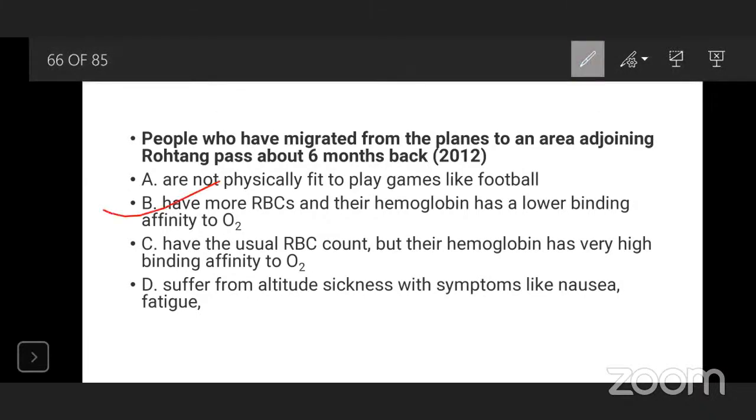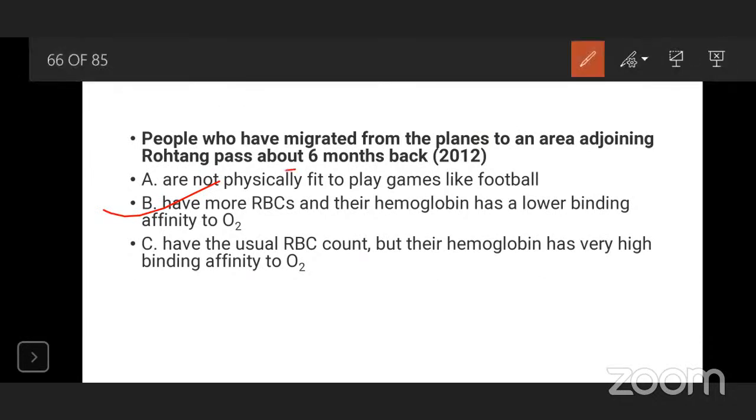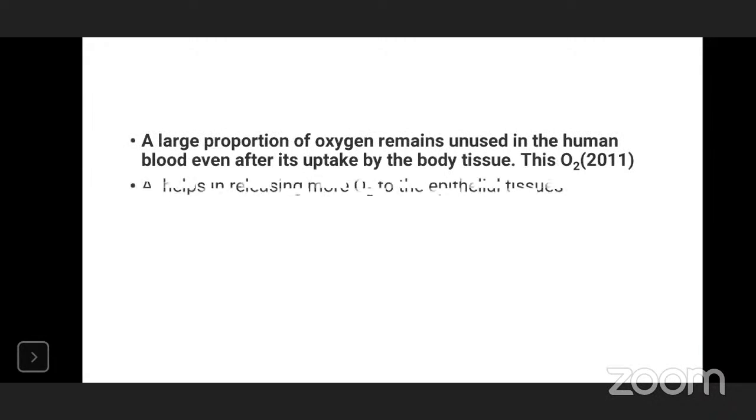They will develop more number of RBCs because they came to this area 6 months back. In that time, they are getting acclimatized, and they are increasing the number of RBCs in their body, so that they can transport more and more amount of oxygen.